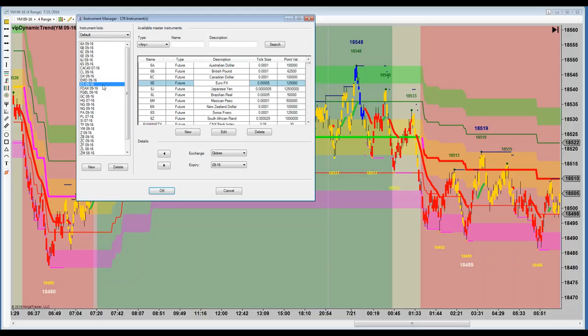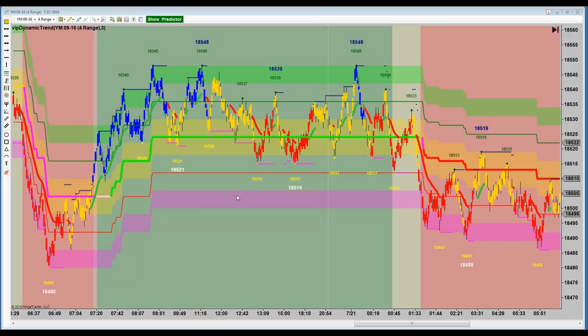I'll show you an ES chart before we close up here. ES can stay in mind-numbing ranges for hours at a time. Okay, so if you like a slow-moving instrument, you can look at ES. If you want something with some more movement to it, then you really got to look at some of these other instruments because that's a sleeper. That's a sleeper. All right, so that's the instruments.